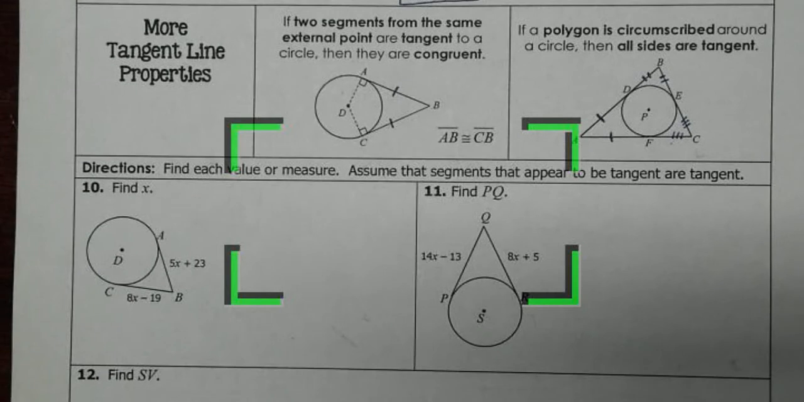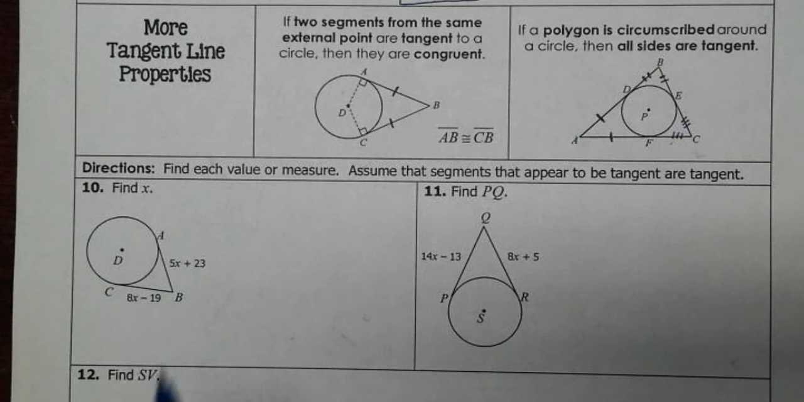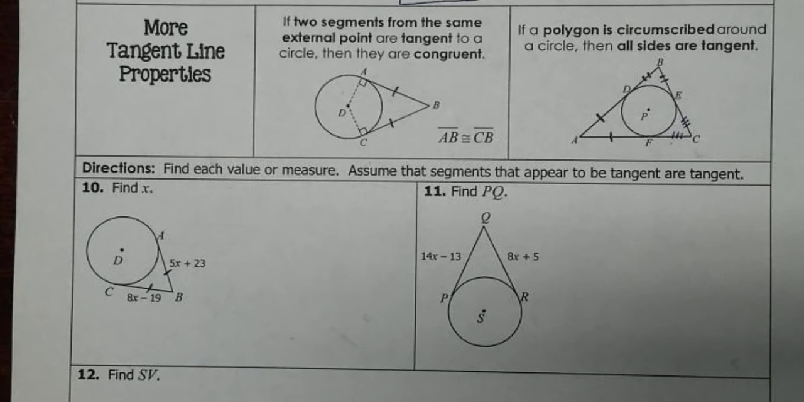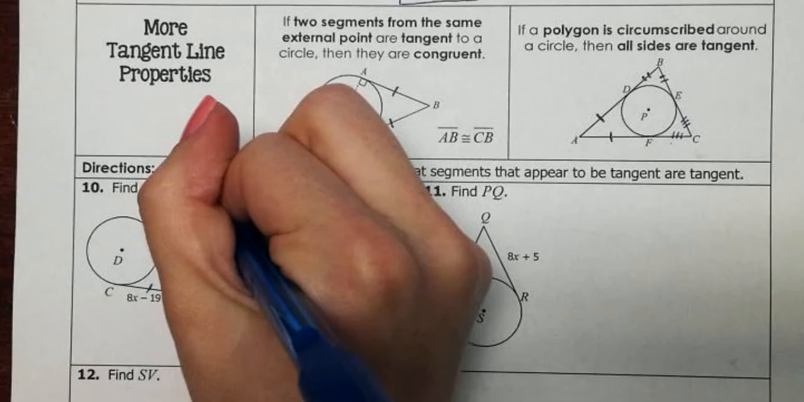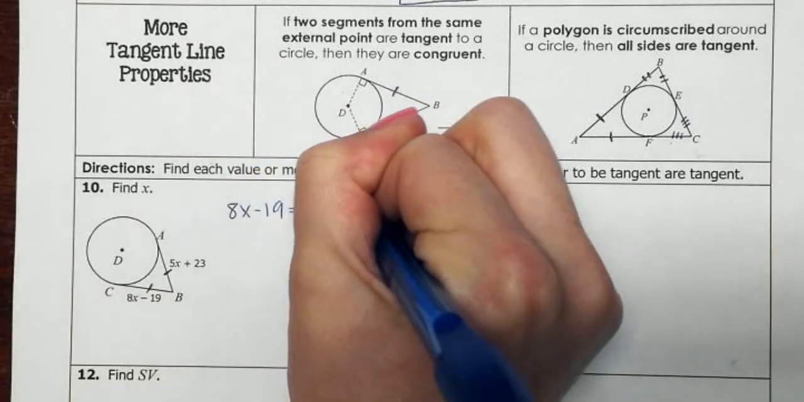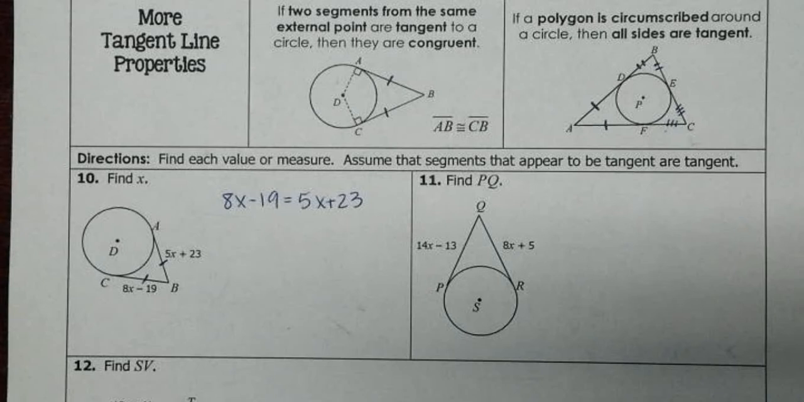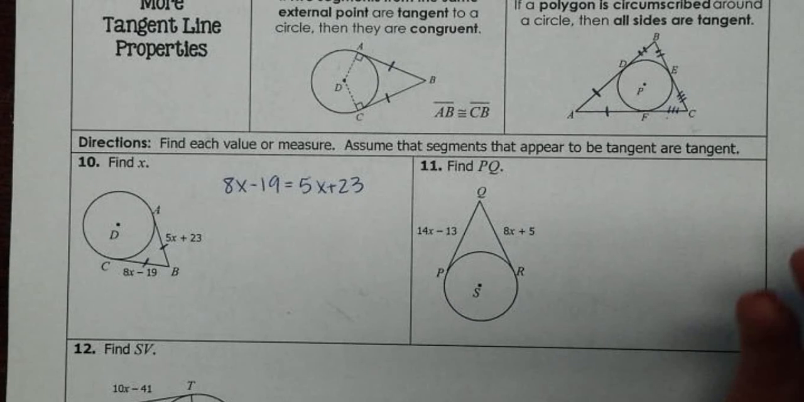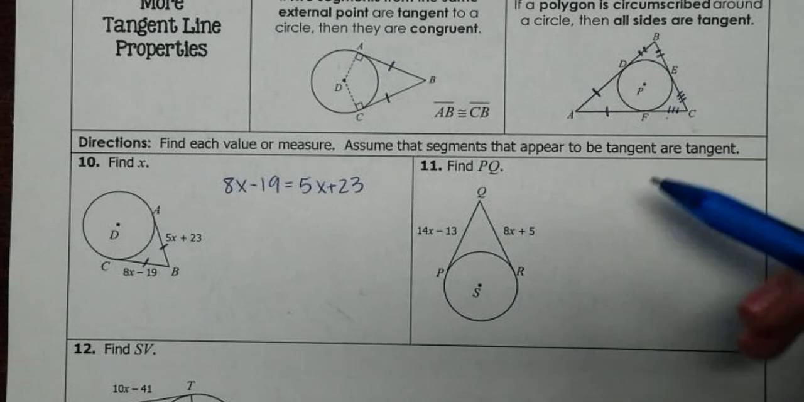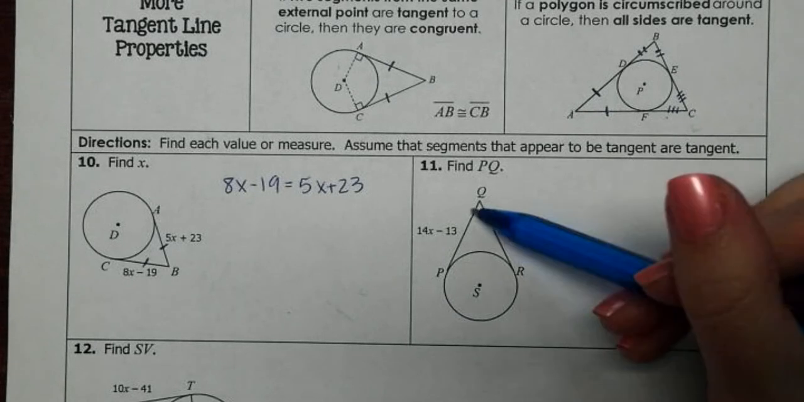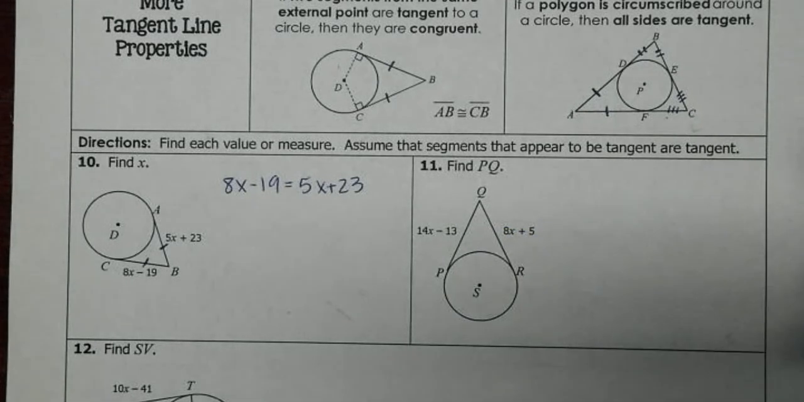So let's look at some examples of this then. So on number 10, these lines, they meet at the same point, so they will be congruent. You're just going to take those equations and set them equal to each other. And you're going to solve for x. That's all you're doing on that one. I'm going to let you solve for x on that. I'll help you set these problems up. So on number 11, these two points, they meet at the same point. They're going to be congruent. I'll let you figure that one out.